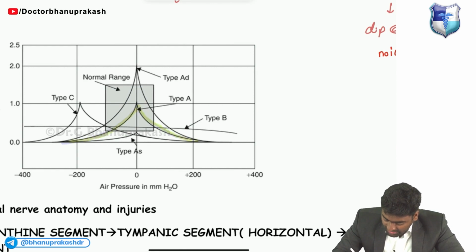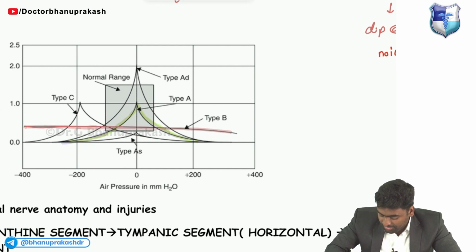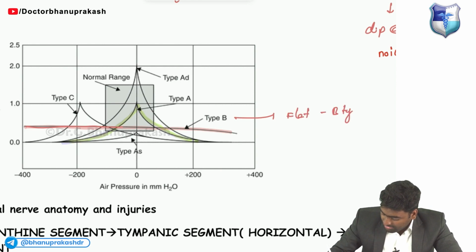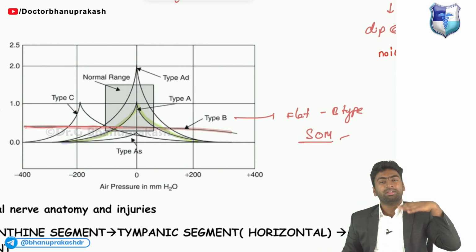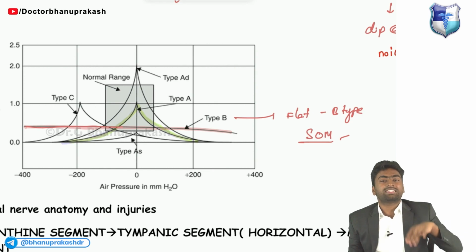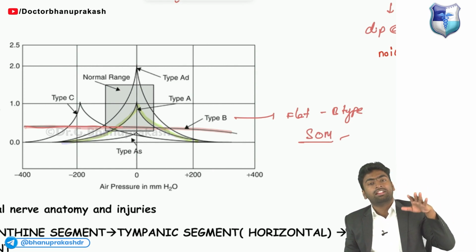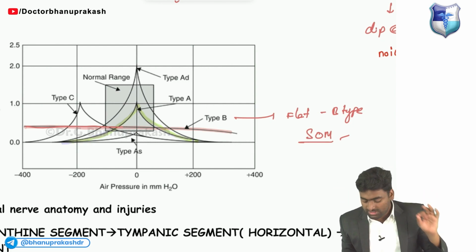Whereas, as I told you, if you see this type of flat graph, in which case will it be seen? B type, flat, will be seen in a case of serous otitis media. Okay, if you drink too much water, if you drink too much alcohol, you become flat. Remember, serous otitis media has fluid, and then it becomes flat. That is why it is flat.